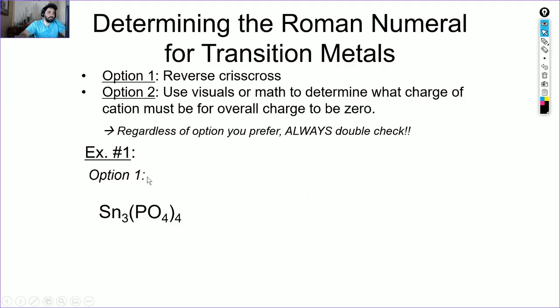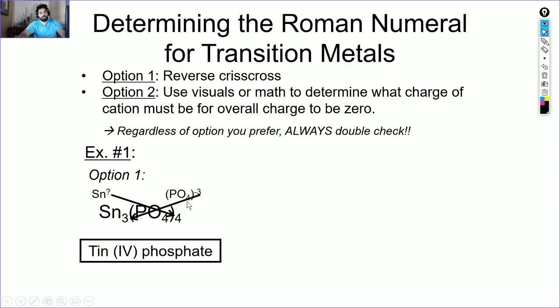So option number 1. It's called the reverse crisscross method. You take this number and you give it to tin. You take this number and you give it to phosphate. Right? We don't know tin, but we do know phosphate has a -3 charge. That's this 3 goes up here. This 4 goes up here. So now using this method, we know tin should have a +4 charge. Tin 4 phosphate. And the reason why we know that is just because there's a 4 right here. This 4 goes here.